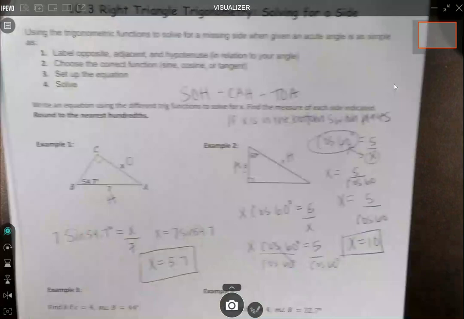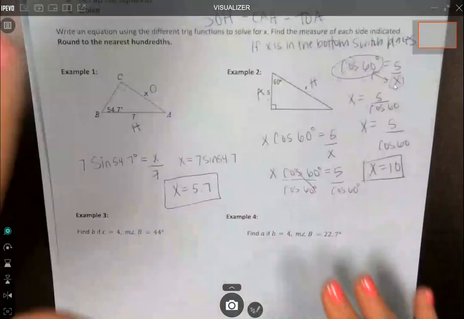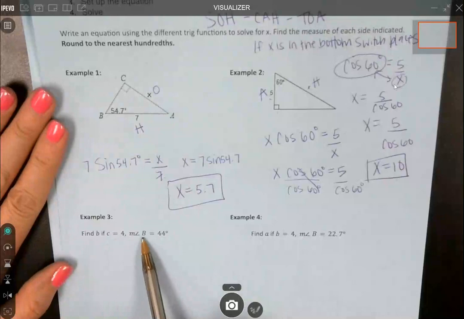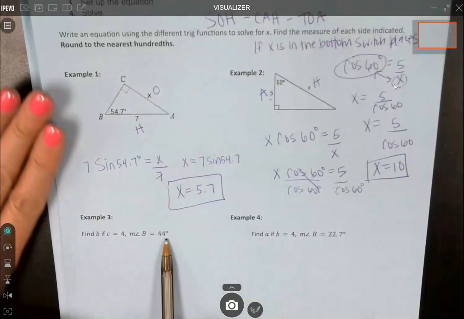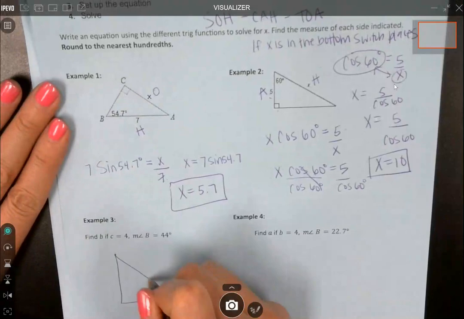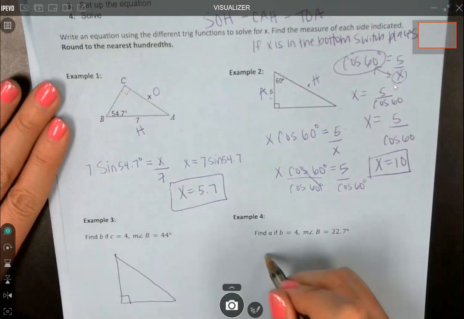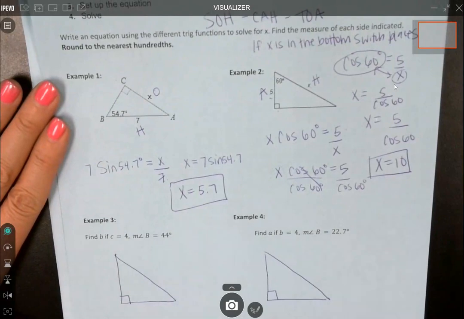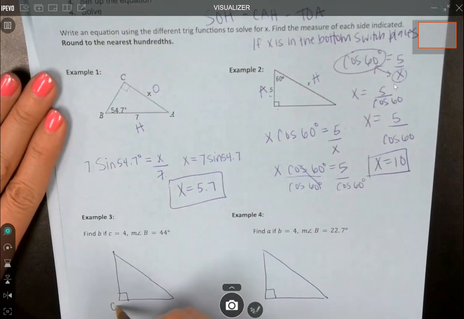Okay, we have 2 more problems. Number 3. So this is find B if C is 4 and the measure of angle B is 44. So we always are going to draw our triangle, our right triangle, okay? So that's going to be on example 3 and example 4. We're drawing a right triangle. Label the right angle as C, go across from it and call that little c.